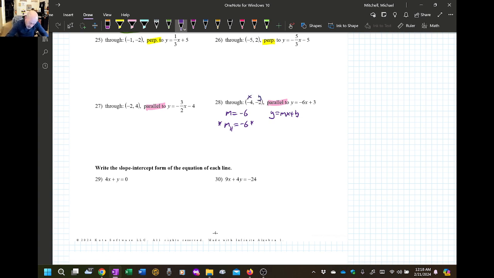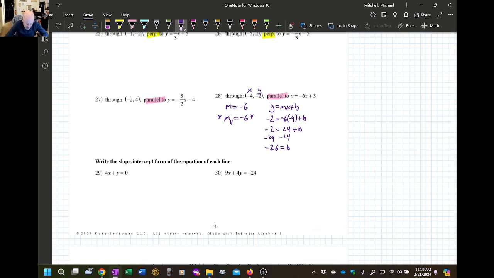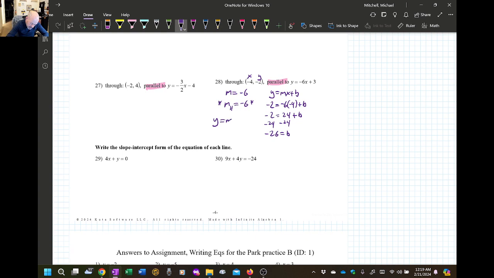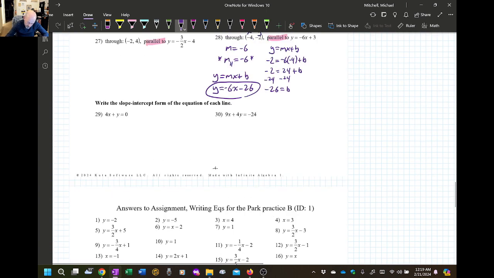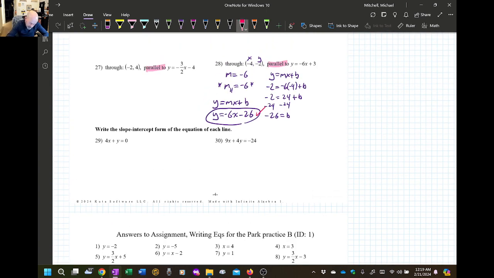There's my x, there's my y. So I have -2 equals -6 times -4 plus b. -2 equals 24 plus b. Minus 24, minus 24. -26 is equal to b, my y-intercept. Again, putting this into y equals mx plus b. Y equals -6, that's my parallel slope, x minus 26. There's my answer. Looks good. And we got it.